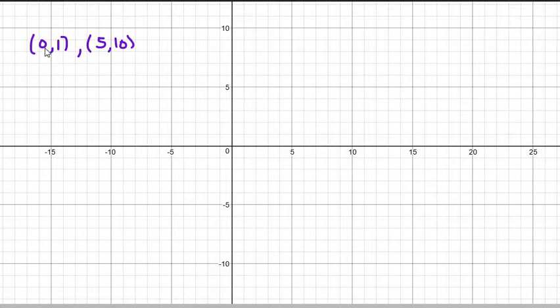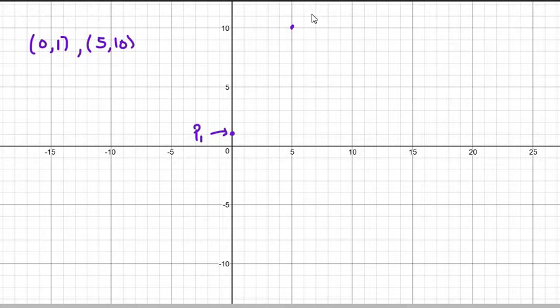So x is 0, y is 1. Each one of these blocks, it looks like, is 1 unit. 1, 2, 3, 4, 5. All right. So there's 0, 1. Now let's try to find where this guy lives. So 5, 10. We go over 5 units and up 10.